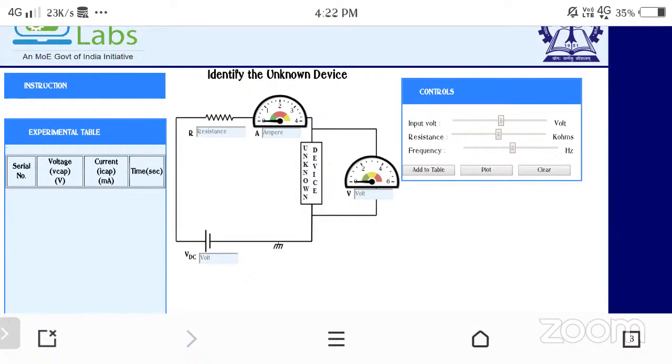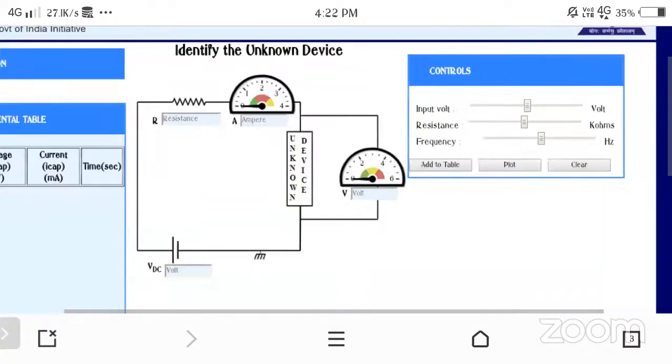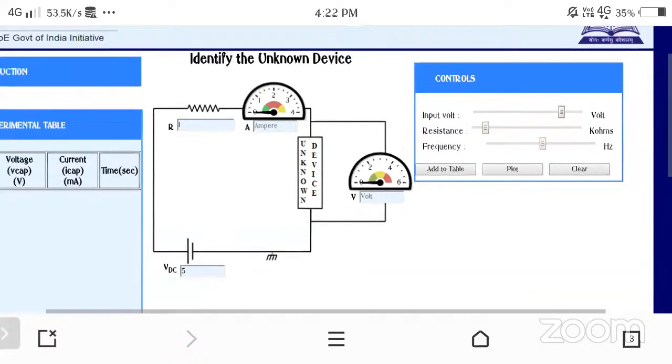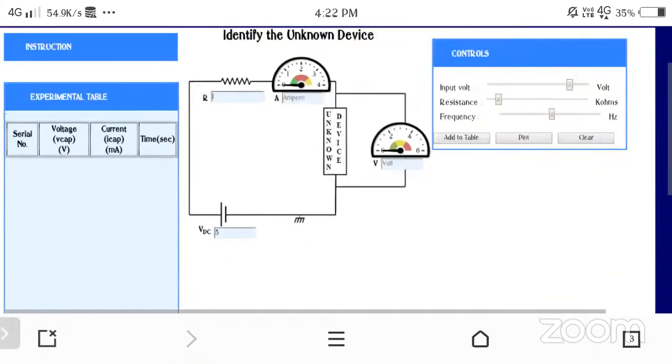First, we will put resistance and input voltage as constant. Let me make resistance 1 kilo ohm and let me give input voltage up to 5 volt. Now we will check the frequency and note the voltage.